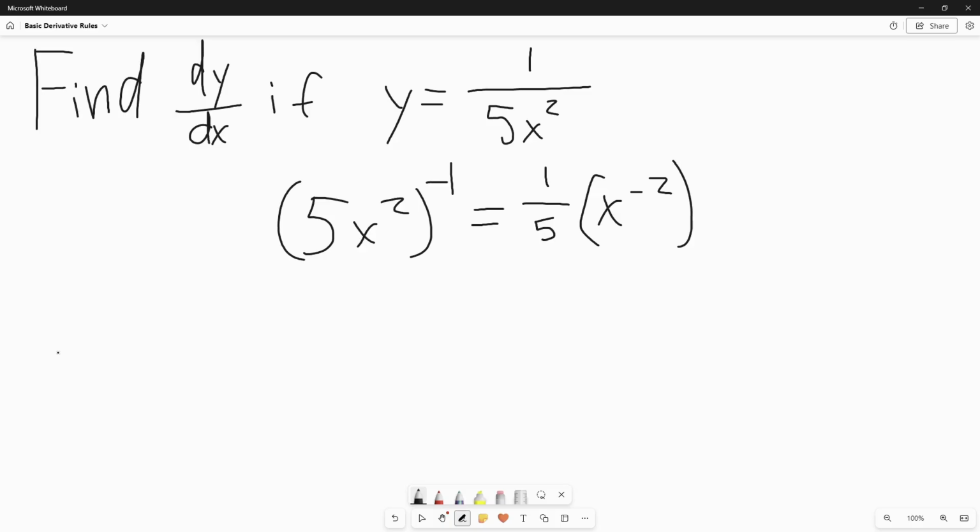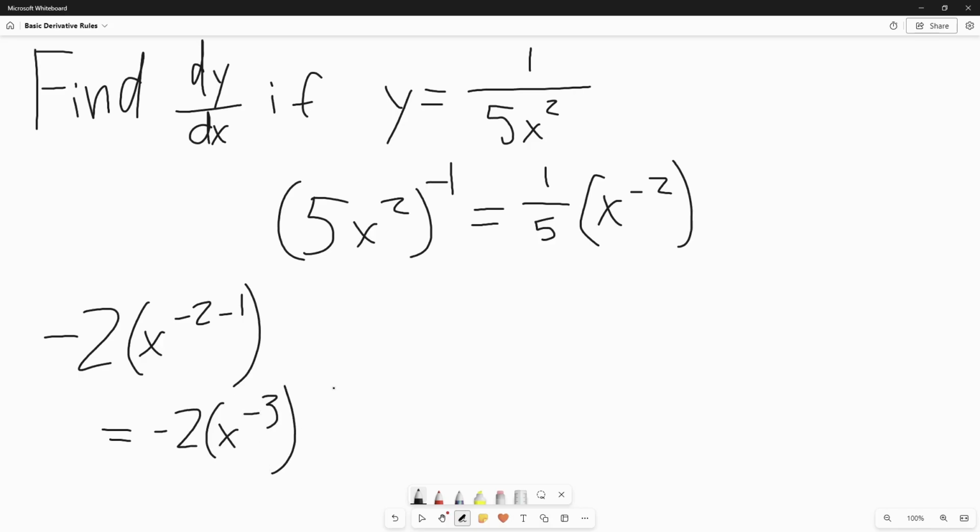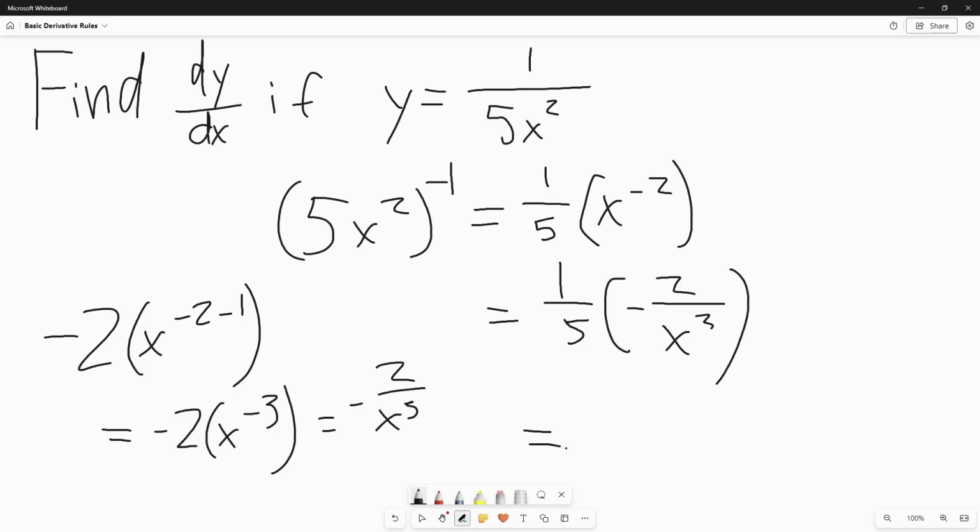And using the power rule, I can determine that this is equivalent to -2 times x to the power of -2 minus 1, which is equal to -2 times x to the power of -3. And x to the power of -3 is just 1 over x cubed, so it's just -2 over x cubed. So this will be 1 over 5 times -2 over x cubed, which is just -2 over 5 times x cubed. And that's your final answer.